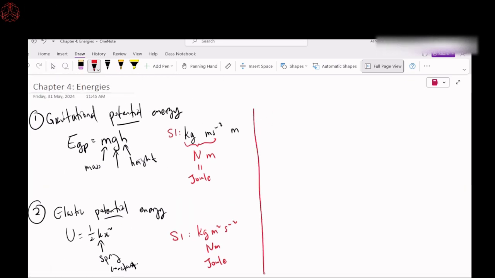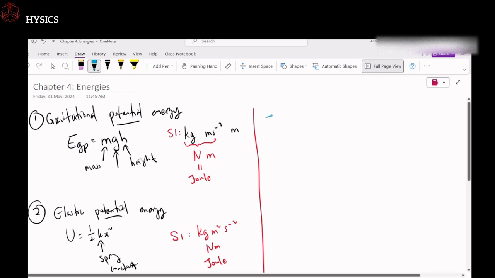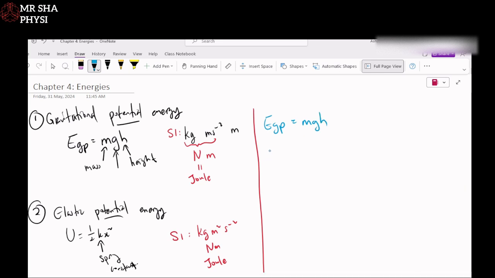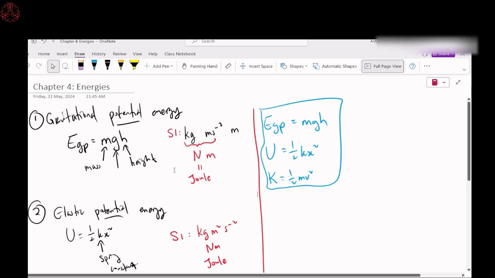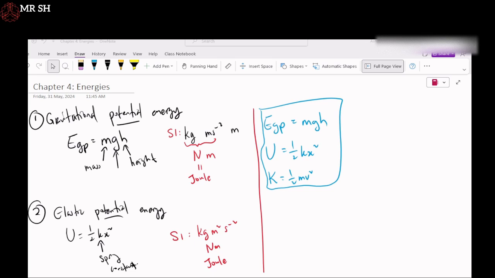Okay, I'll just summarize it here fairly quickly. The first one being gravitational potential energy, where I have mgh, and then the second one will be elastic potential energy, where I have half kx squared, and then the last but not least, I have kinetic energy. It is half mv squared. Okay, and they all have the same units because they're all energies. All right. Okay, the next part of this video, I'm going to talk about the work energy theorem.